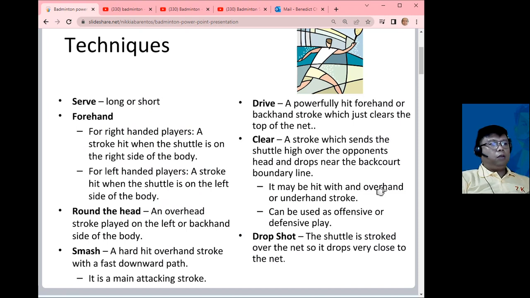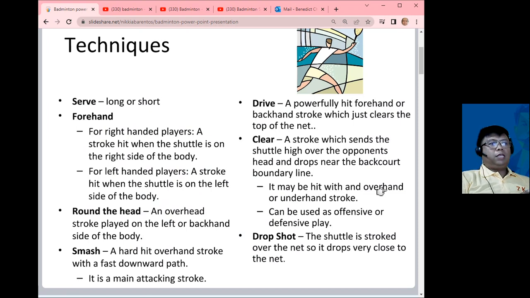Smash, a hard hit overhand stroke with a fast downward path, and it is the main attacking stroke. Drive, a powerful hit, forehand or backhand stroke, which just clears the top of the net. Clear, a stroke which sends the shuttle high over the opponent's head and drops near the backcourt boundary line. It may be hit with an overhand or underhand stroke and can be used as offensive or defensive play.